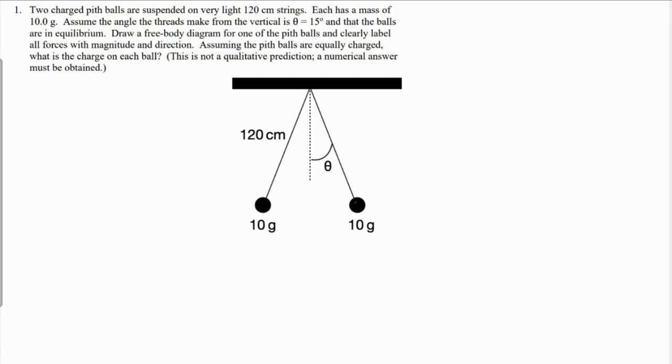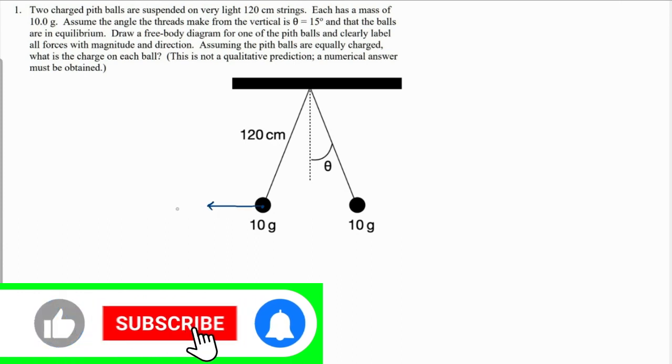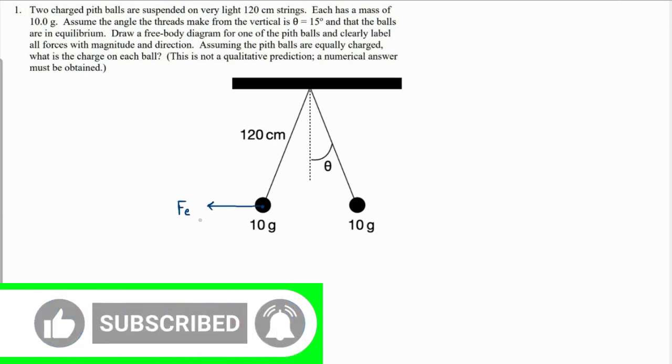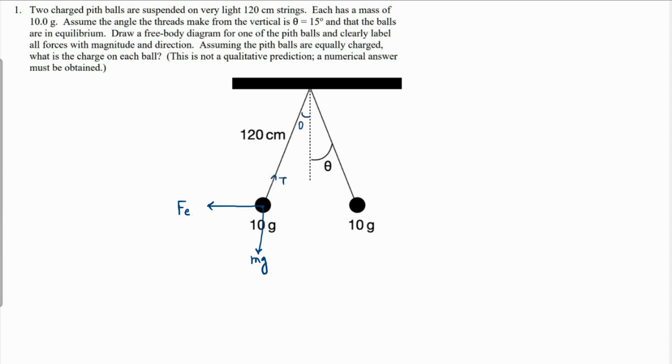So first off, there will definitely be a repulsion force because they are of equal charge, right? So let's take the left one and draw an FBD. There is an FE, electrostatic repulsion because of this. There is gravity which is acting downward, and there is definitely a tension. And if this is theta, then this is also theta.